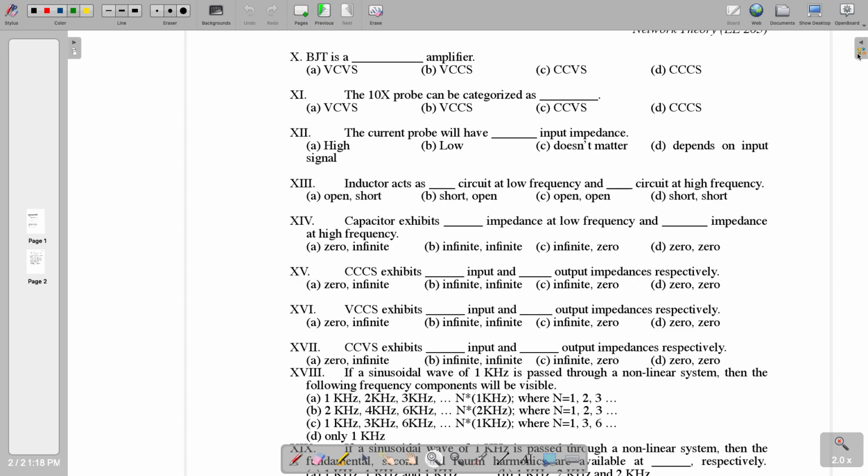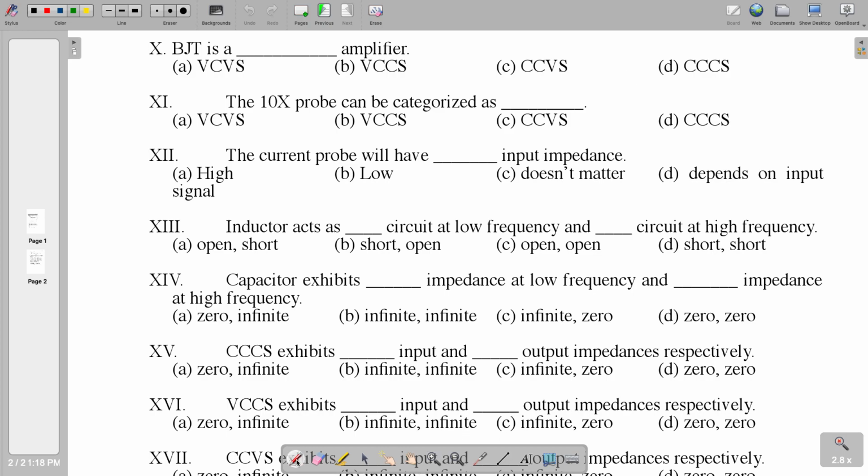What do you think? CCCS. Okay. CCCS, but why do you say triple CS? What is the fact behind that? Or do you know the answer already? Okay. So if you're looking at the BJT, input impedance is low and output impedance of BJT is high. This is only happening in a current controlled current source.